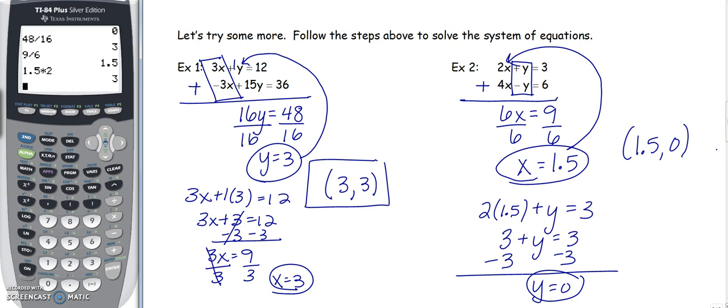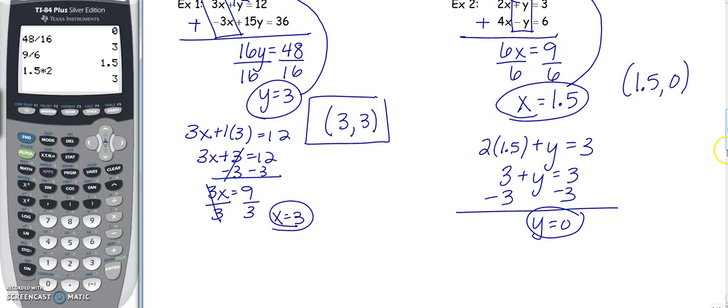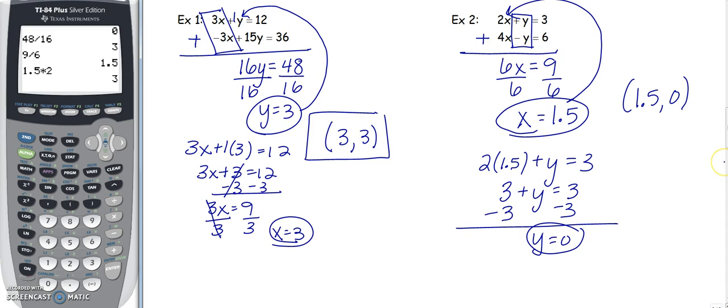Remember, x then y. At this point, please try your in-class practice. Have your teacher check your work. Make sure that you are doing that because it's very important that you know how to solve, especially by one of these. So good luck. I wish you the best.